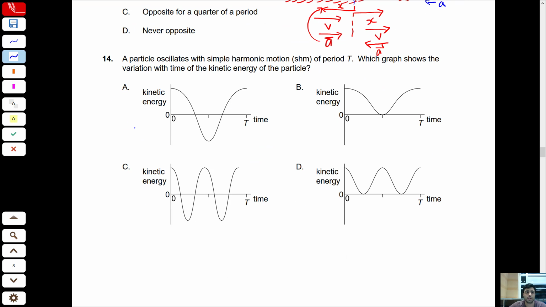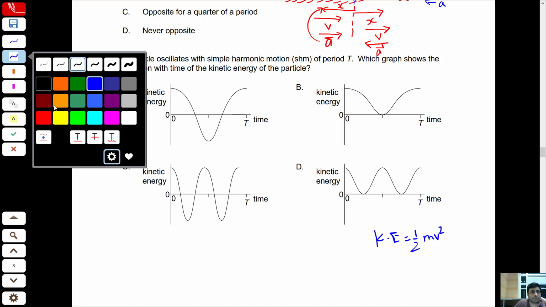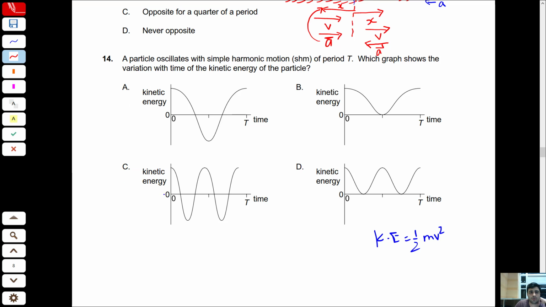Question number 14. A particle oscillates with simple harmonic motion (SHM) of period T. Which graph shows the variation with time t of the kinetic energy of the particle? Okay, so first of all, you need to know that kinetic energy is half m v squared. I'll just change the color back to red because it's a sharper color.